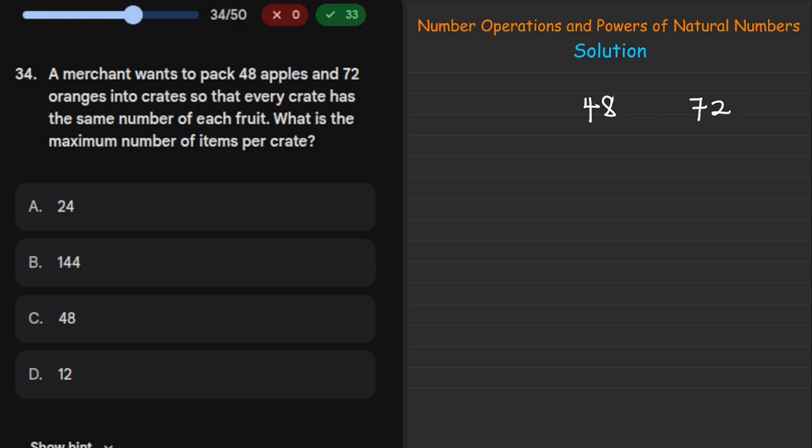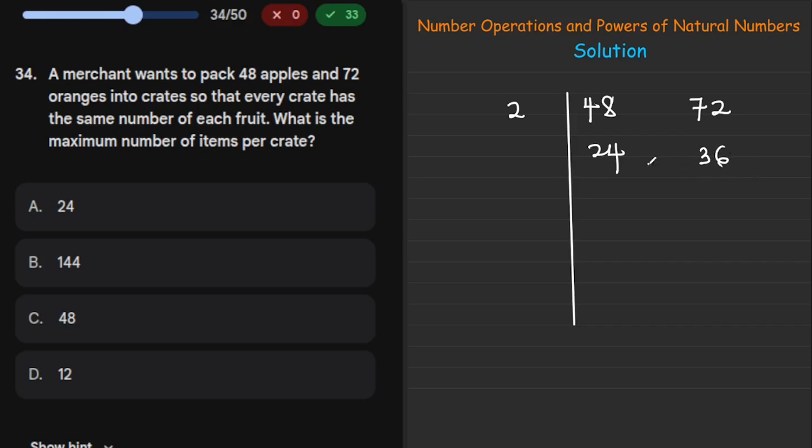This time around, let's use the table method. I'm going to do my straight line here, and then we start with our prime numbers. The smallest prime number is 2. 2 divides 48 to give us 24. For the highest common factor, we only divide with the prime numbers that can divide both at a given time. 72 is also divisible by 2, and that gives us 36.